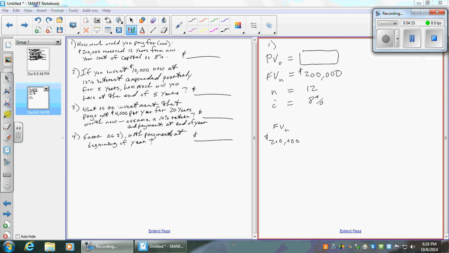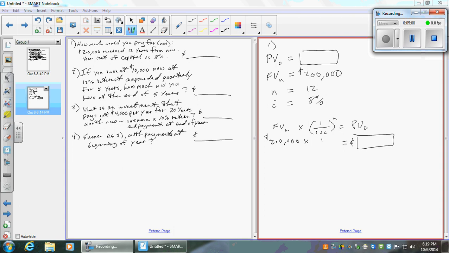So 200,000 times what? I'm discounting, right? So it's dividing, isn't it? Instead of compounding, discounting. 1 over 1 plus the interest rate, raised to the number of periods, will give me the present value at time 0, which is what I want, of course. So I'm going after this one. You could set it up like this if you want.